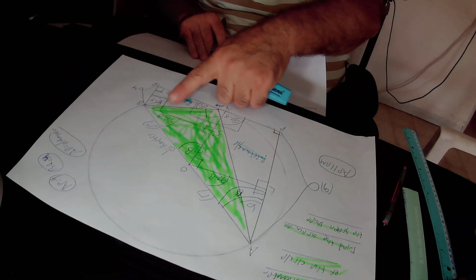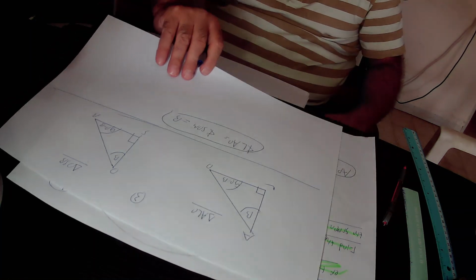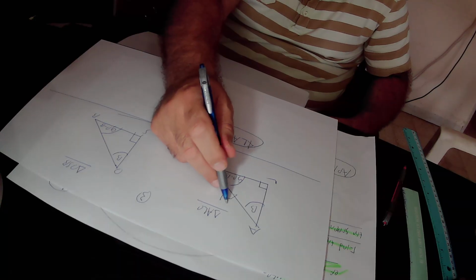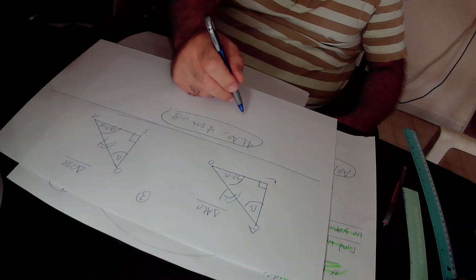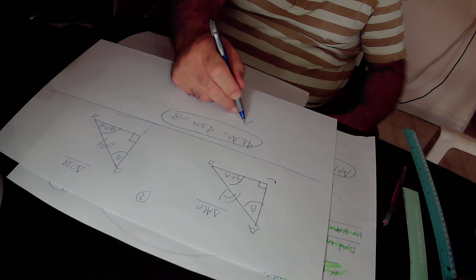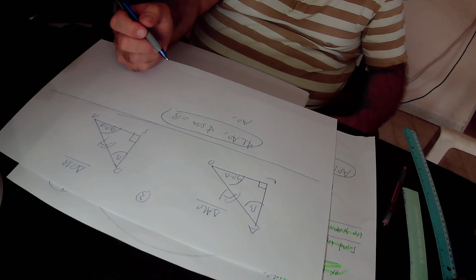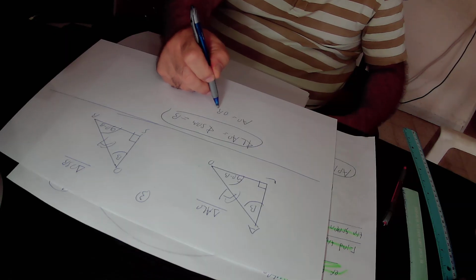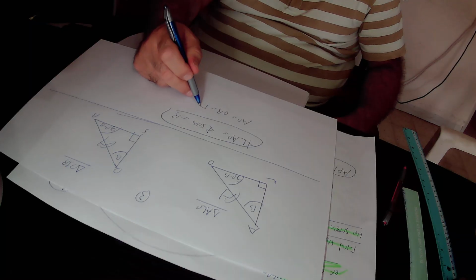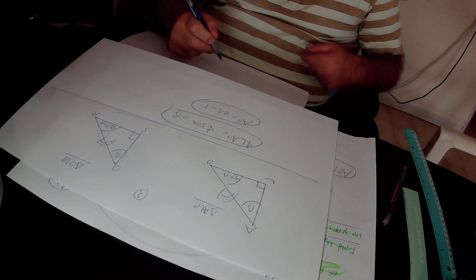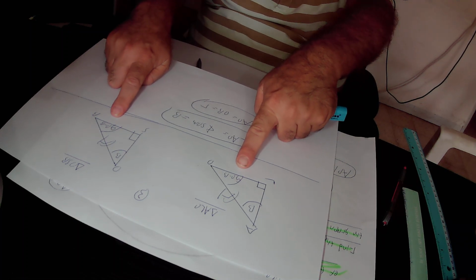AO equals OB equals R. They are both the radius of the circle, which equals R. So AO equals R, and OB equals R. They are both the radius of the circle, and therefore they are equal to each other. And finally, those two angles are both equal to 90 degrees minus beta, and therefore they are equal to each other.